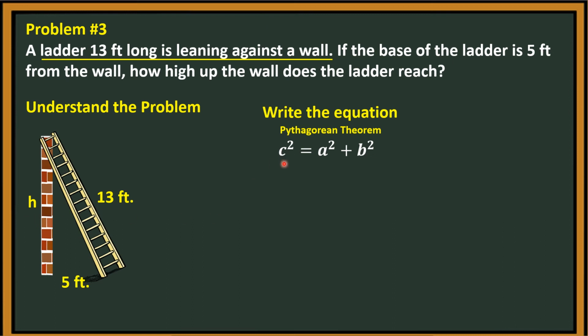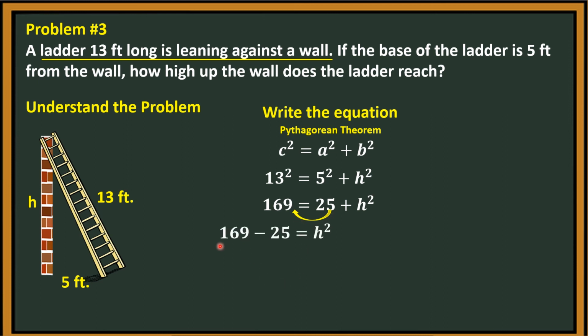So, by substitution, our c here is 13, so that is 13 squared. Our a here is 5, so that is 5 squared. Then, our b is h, so that is h squared. 13 squared is 169. And 5 squared is 25. You just copy h squared. Transpose 25 to the left side, so it will become negative 25. Therefore, we will have now 169 minus 25 is equal to h squared. Subtract, that is 144, is equal to h squared.